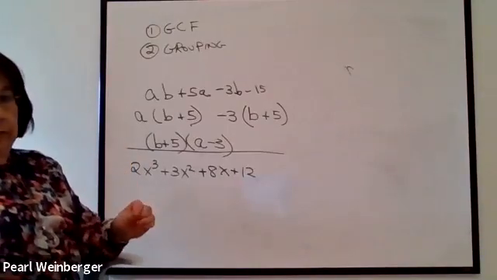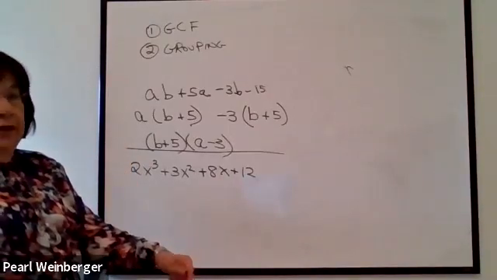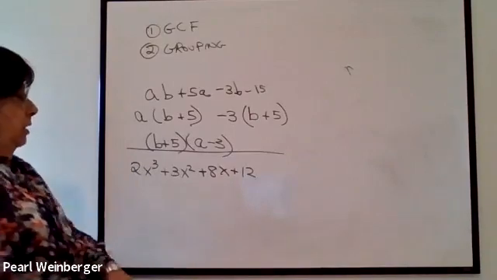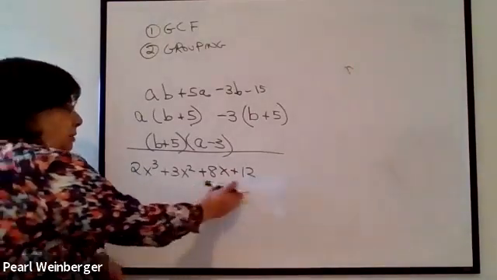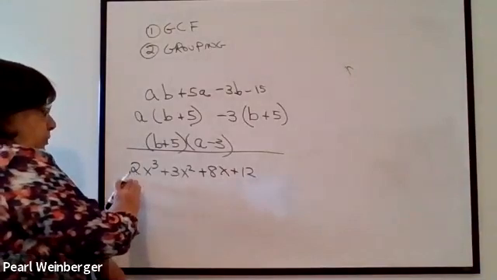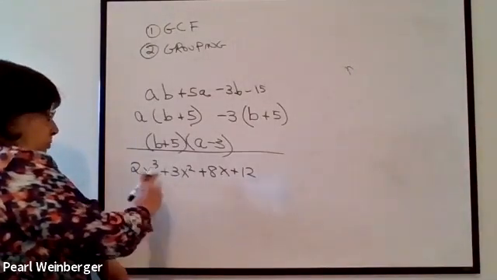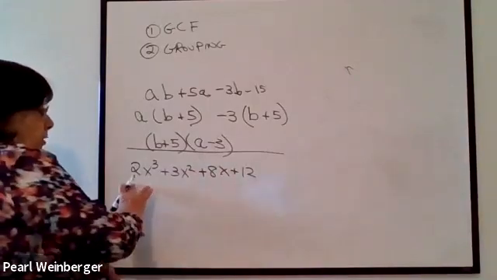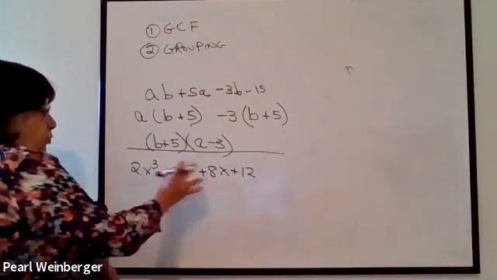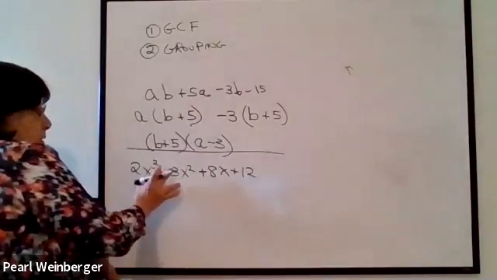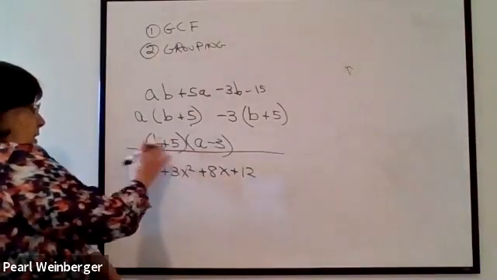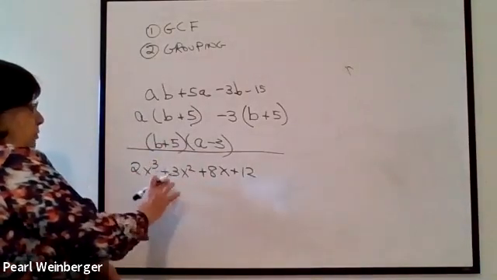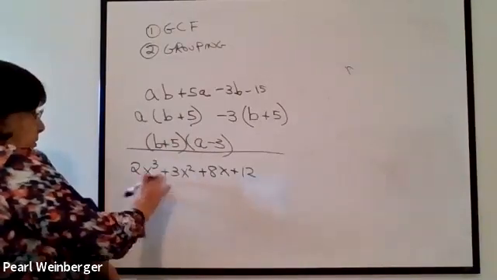Okay, I think we had enough time. Again, if you look at it, there's no common factor between all the numbers. This is a 2, a 3, an 8, and 12. Nothing goes into all of them. So again, we're going to try and do our grouping, taking the first group between the 2x cubed and the 3x squared.